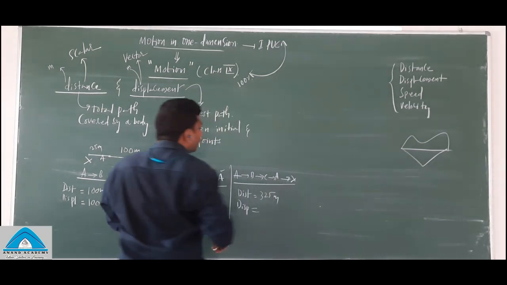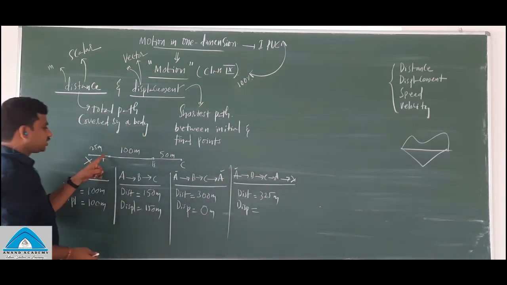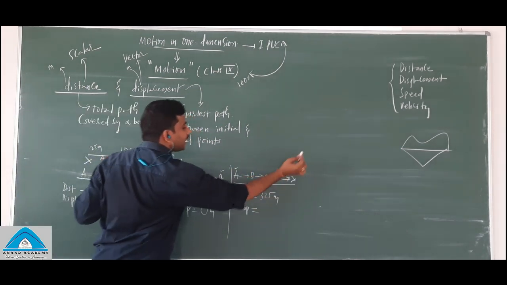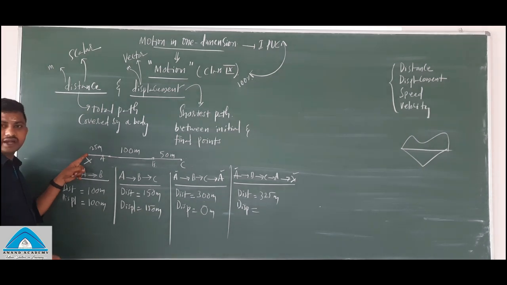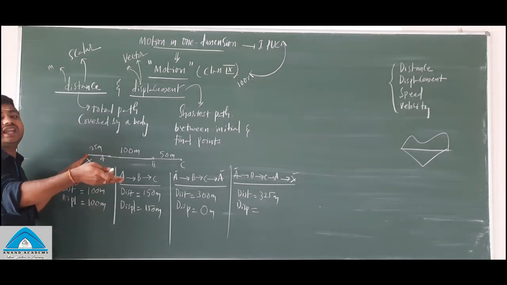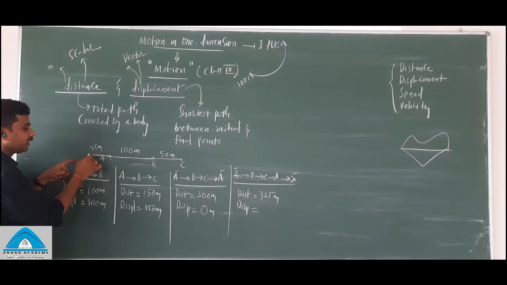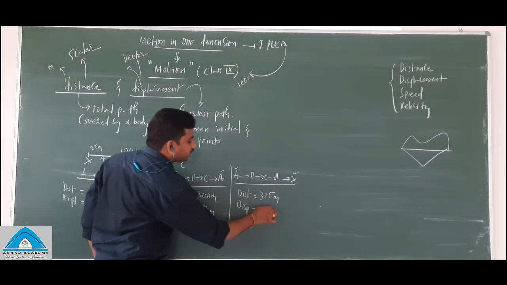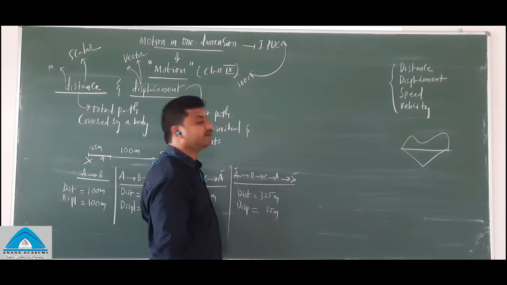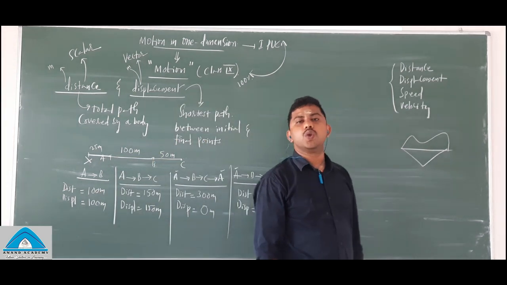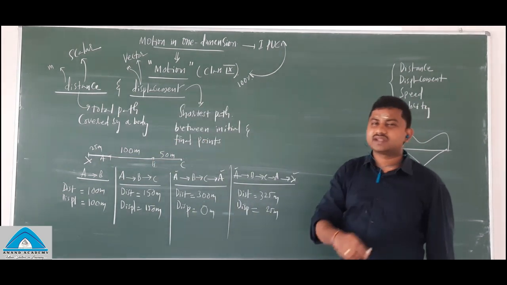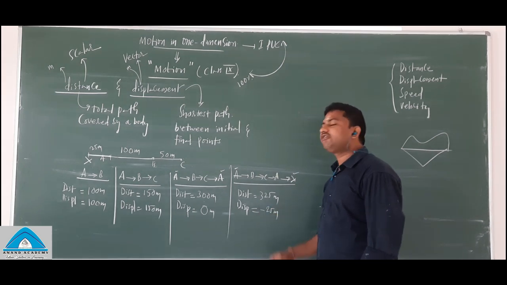So where is the initial point here? A. This is the initial point. And where is your final point? X. This is your final point, right? So what is the straight line length between those two points? A is here, X is here. What is the straight line length? It is 25 meters. Is it the correct answer? No. The answer is minus 25 meters.